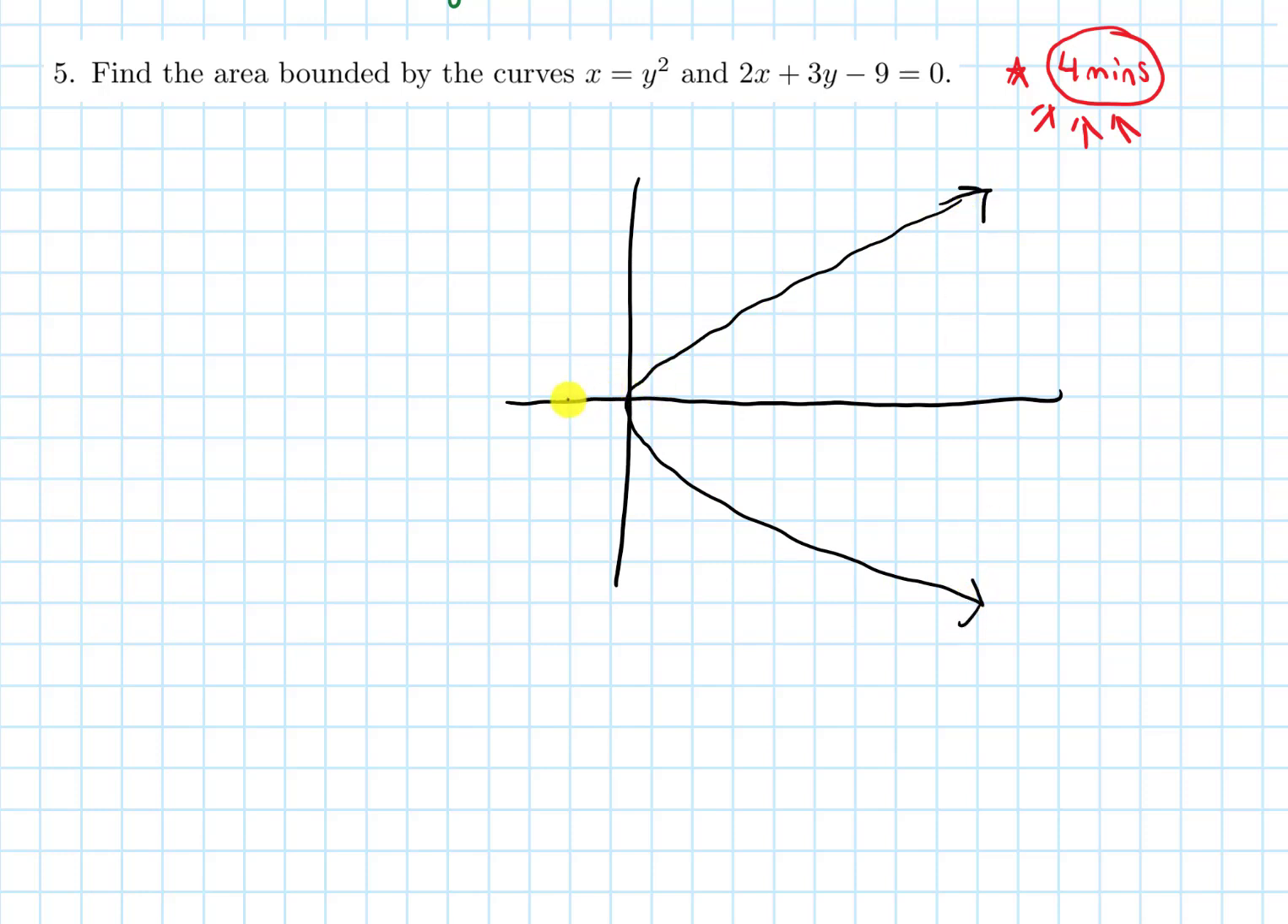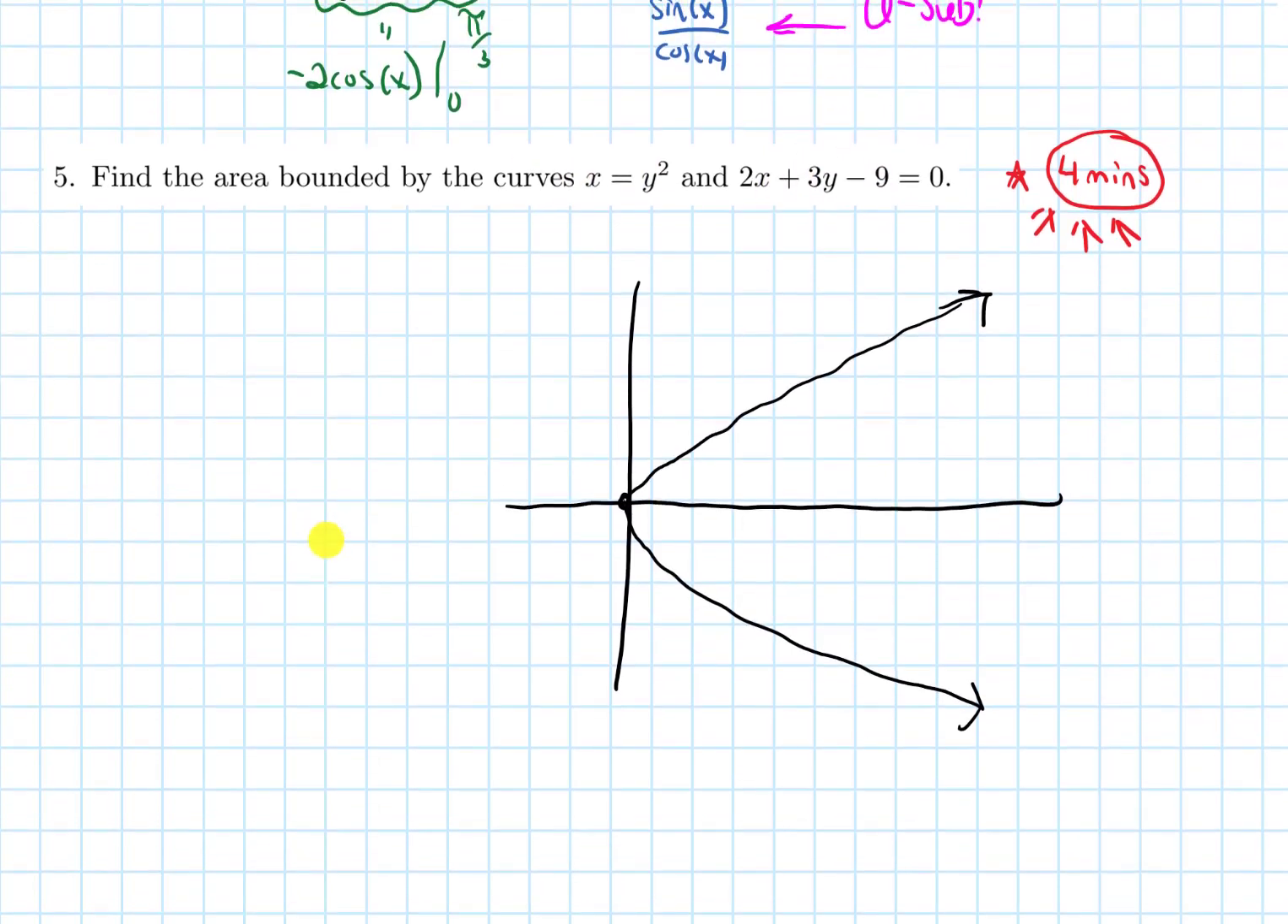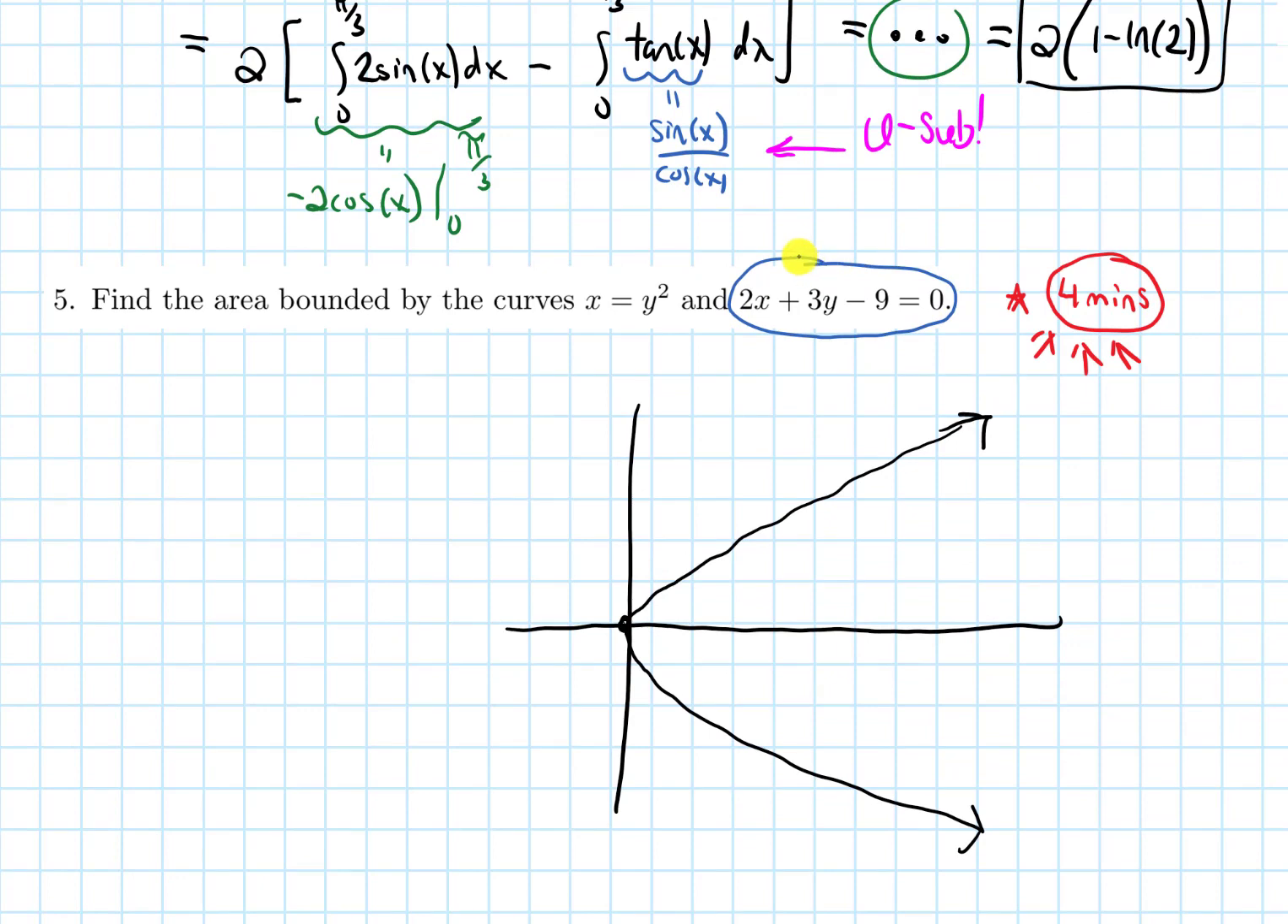Okay, and I know that this x-intercept is going to be right here at 0, 0, because if you let the y value be 0, x is 0. All right, and with this other equation, I know it's an equation of a line, but to get a feel for it, let's isolate the y. So that would give me 3y equals negative 2x plus 9. And then if I divide by 3, we would get y equals negative 2/3 x, and then plus 3.